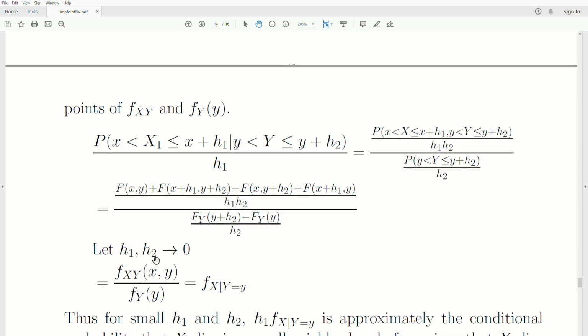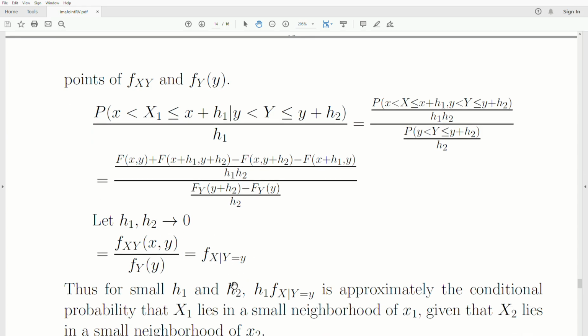Now, if we let h1 and h2 go to 0, then the denominator here is the marginal density f of y, and this numerator goes to the joint density of x and y. And this is what we were defining as the conditional density of x given y. Now we started with this, so if we multiply the h1 to the other side, that gives us a way to interpret this.